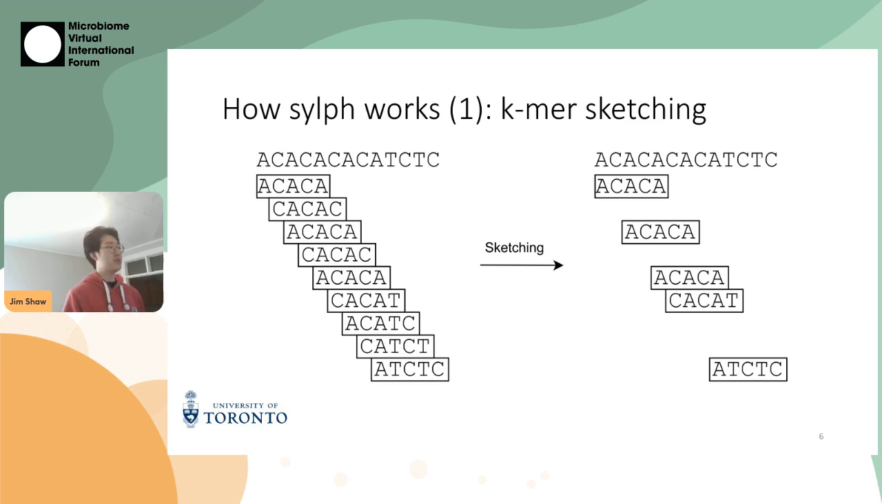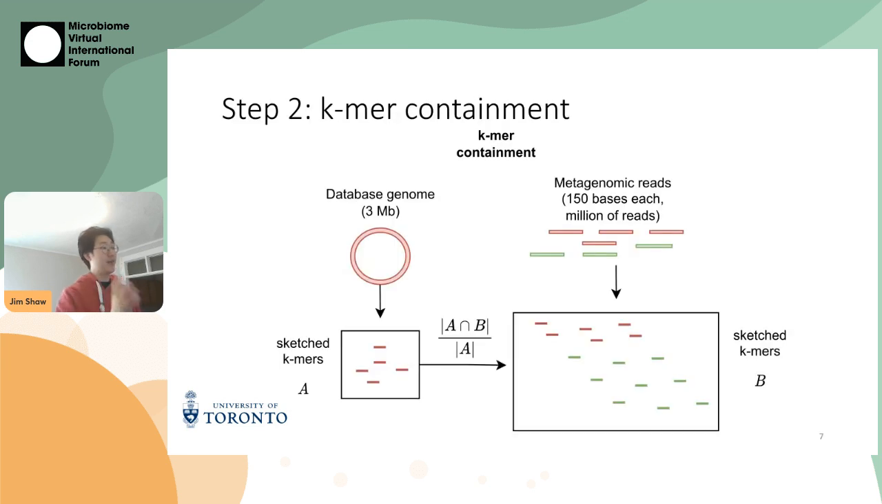Once you have the k-mers, what sylph does is it looks at k-mer containment. If you have a database genome here, you can sketch the k-mers, obtaining a subset of the k-mers. You can do the same for your reads, all of your reads at once. You can just check if the k-mers in your genome are within all of your reads, right? And this is some sort of notion of containment.